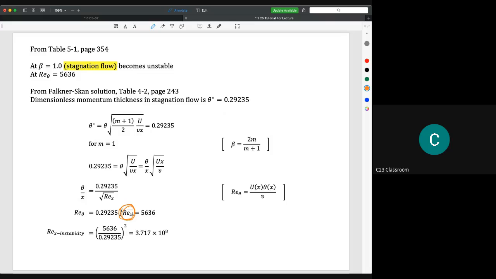So I mean the Reynolds stability here. Okay, it's written as Reynolds critical, so I change it here. To make sure that you understand, we are focusing on the stability. If we calculate, it is around 3.717 times 10 to the power of 8. So that means the instability starts to occur, the pattern of turbulence starts to occur, when our Reynolds number is equal to 3.717 times 10 to the power of 8.